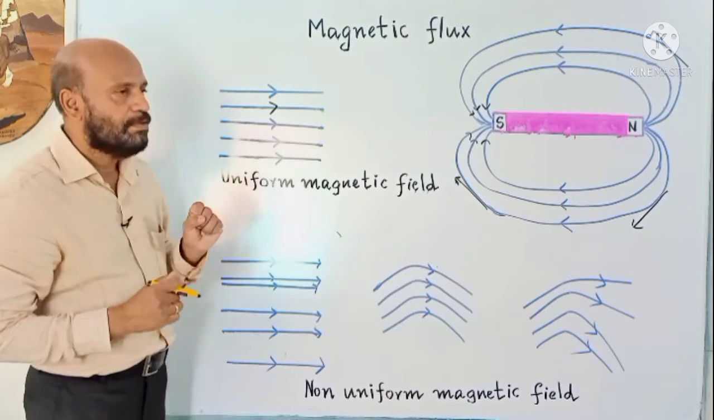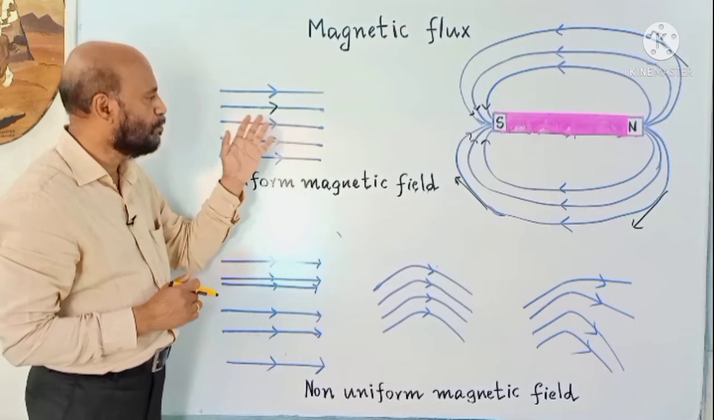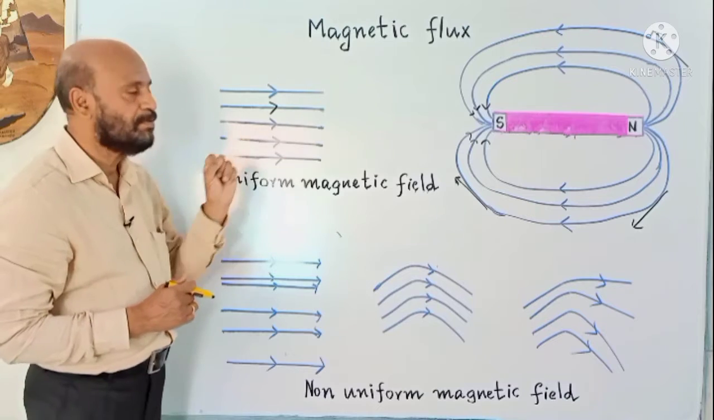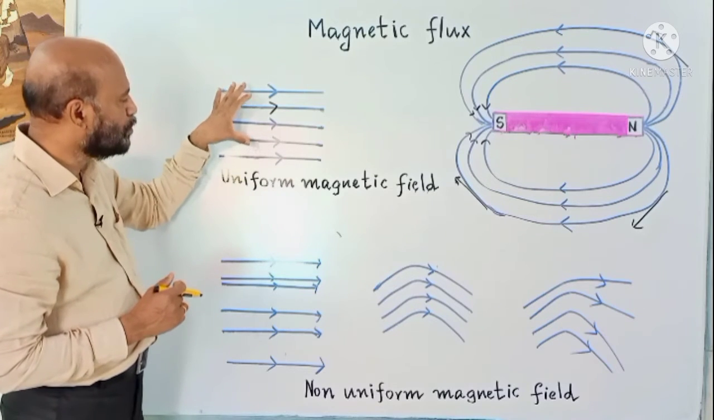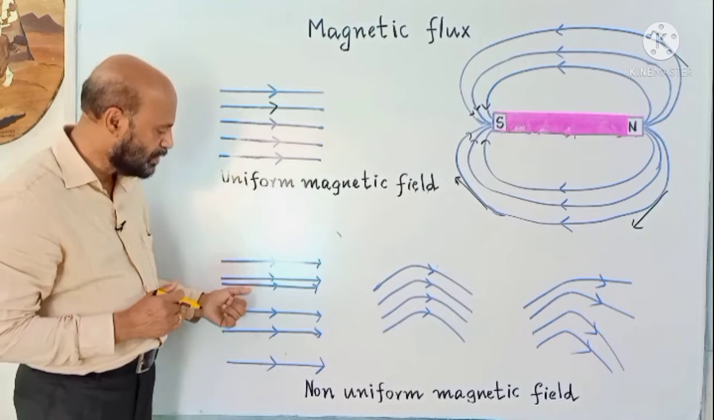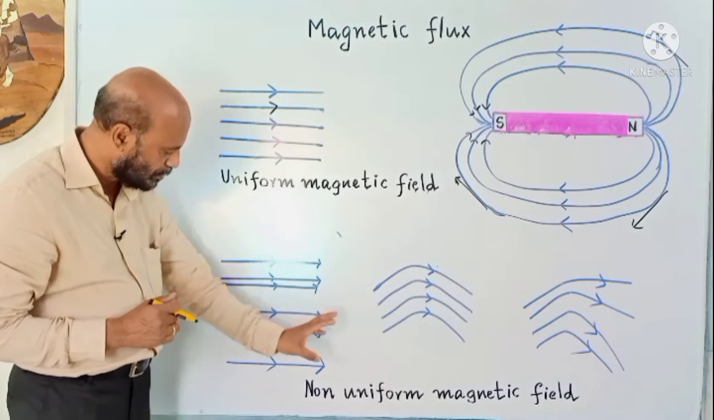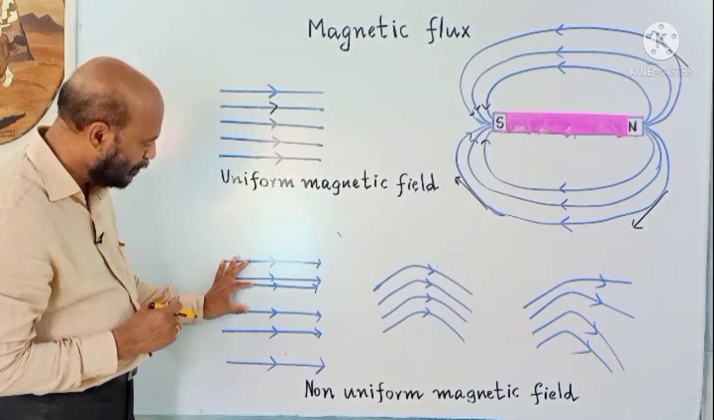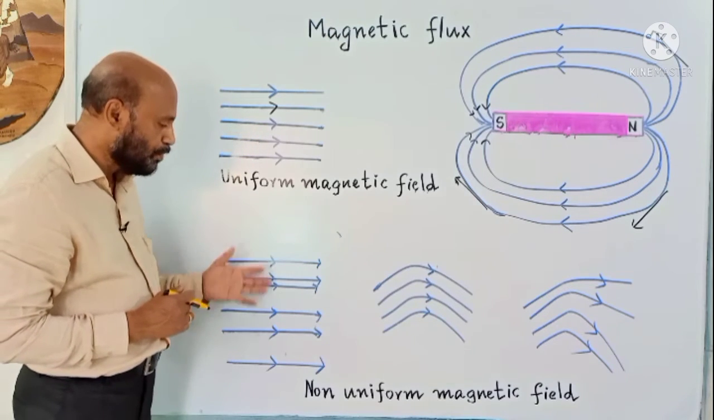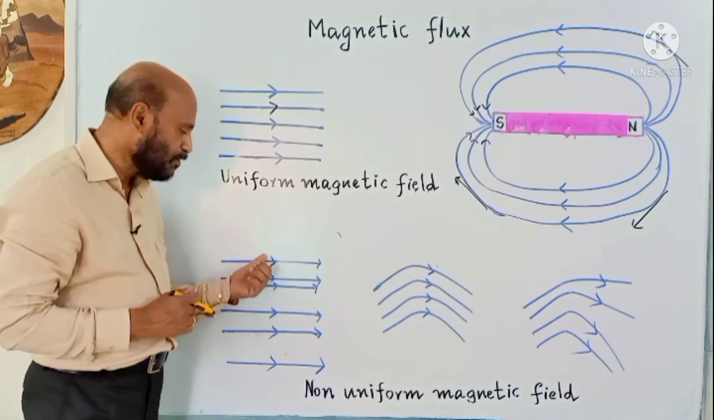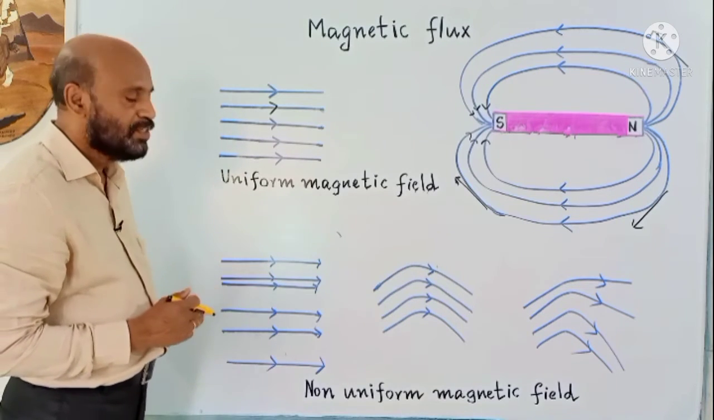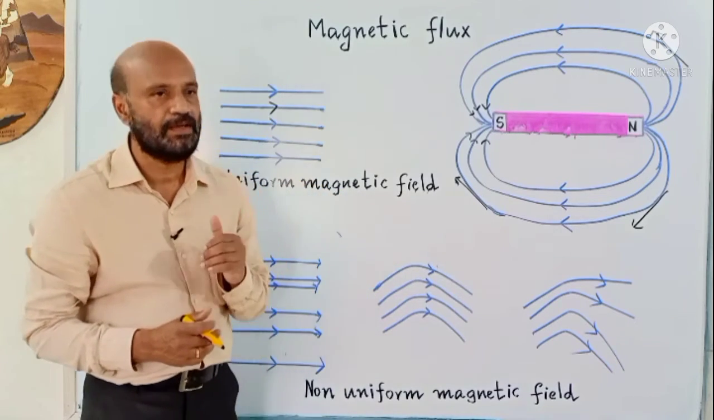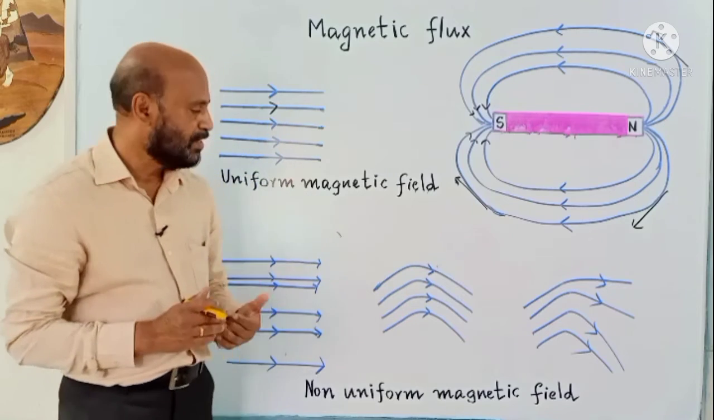So the magnitude of the magnetic field and the directions are the same. So it is a uniform magnetic field. Here you can see it has the same direction, but here the gap is more, here the gap is less, here once again the gap is more. So it's not uniform. The magnitude of the magnetic field is not uniform, but the direction is the same. If a magnetic field is to be uniform, it should have the same magnitude and direction.